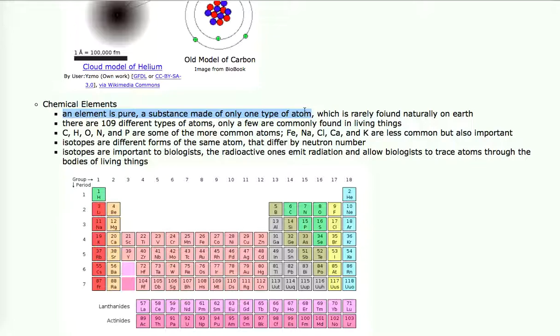Elements are not really common on Earth. If you are digging in the ground and you find a diamond, a pure chunk of carbon, you've really got a lot of money in your hand because they're very rare.